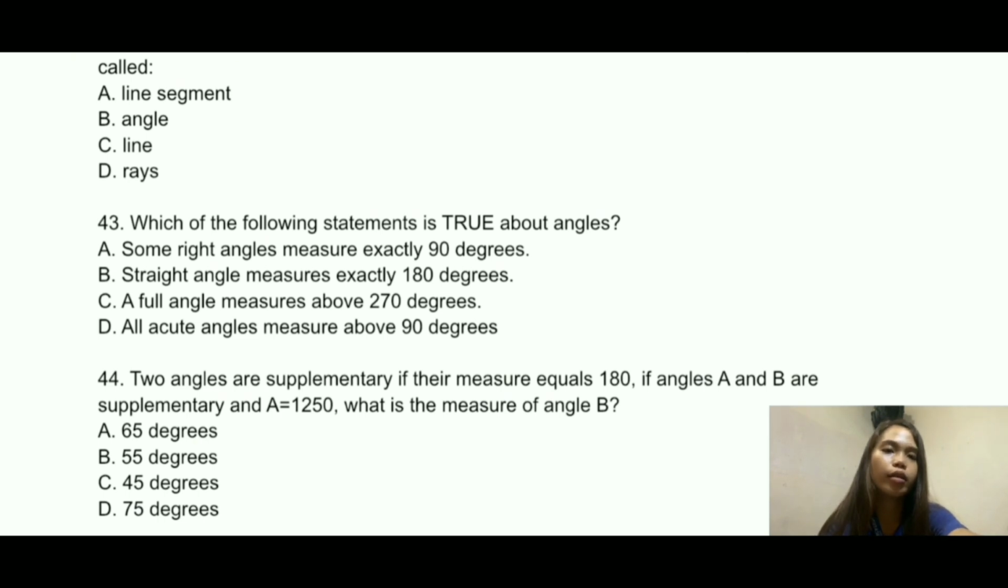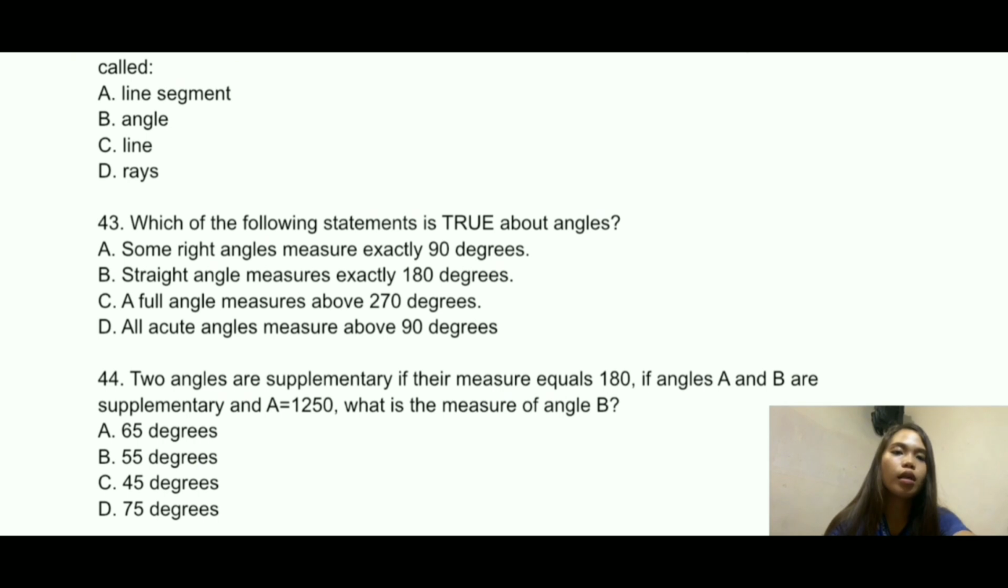So why is it the answer? When we say line segment, it is the shortest path connecting two points and does not extend infinitely. So this is true, so this is correct. And why are the other answers not correct? For option B, angle, it requires two rays and a vertex, not just a motion between points.